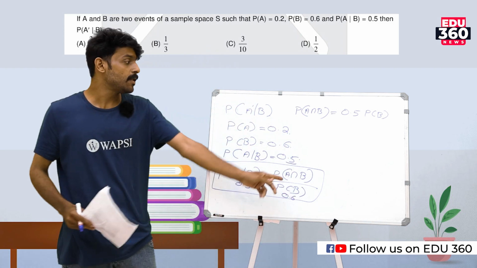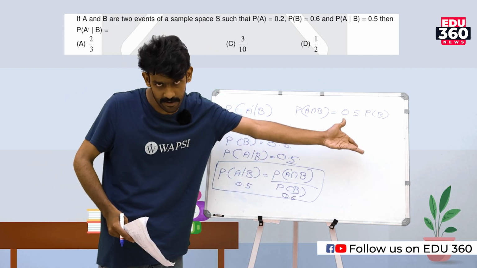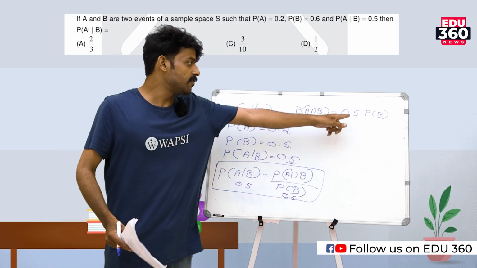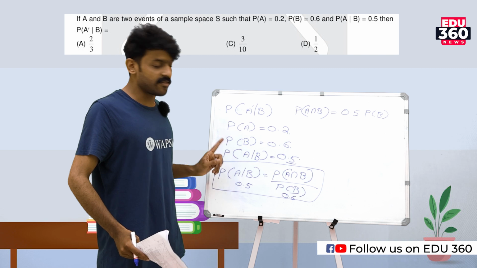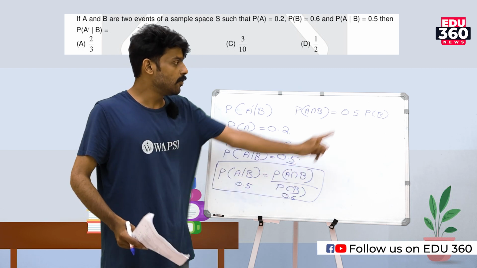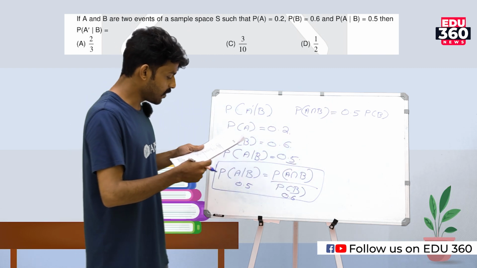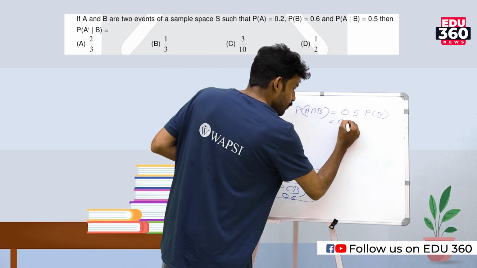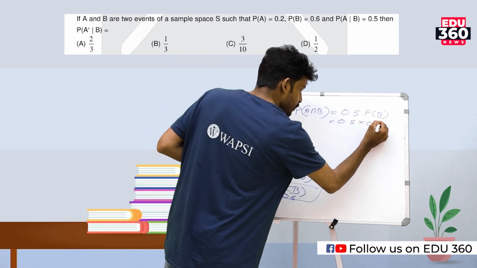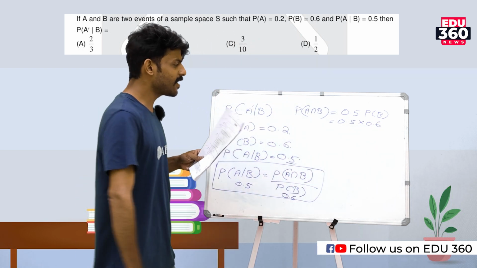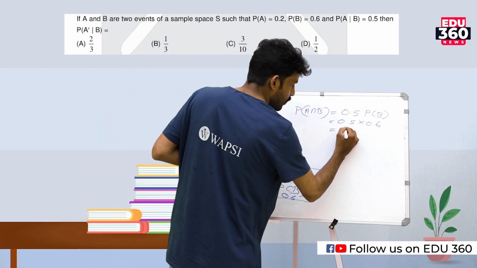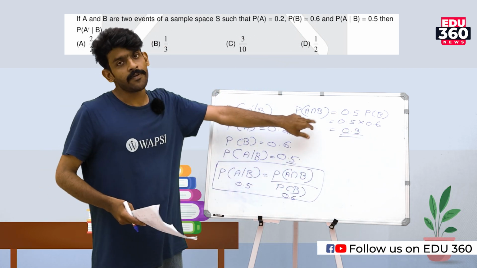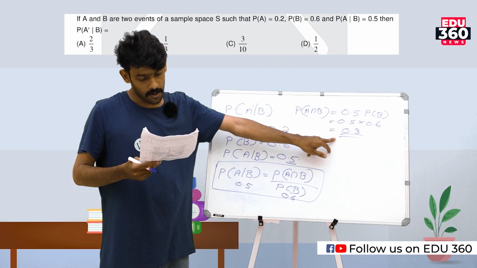So first of all, we can find P of A intersection B. P of A intersection B is just cross multiply here. That is P of A bar B into P of B. So that is here 0.5. So 0.5 is P of A bar B into P of B. The value of P of B is 0.6. So just substitute here, 0.5 into 0.6. So the answer is P of A intersection B is equal to 0.3.